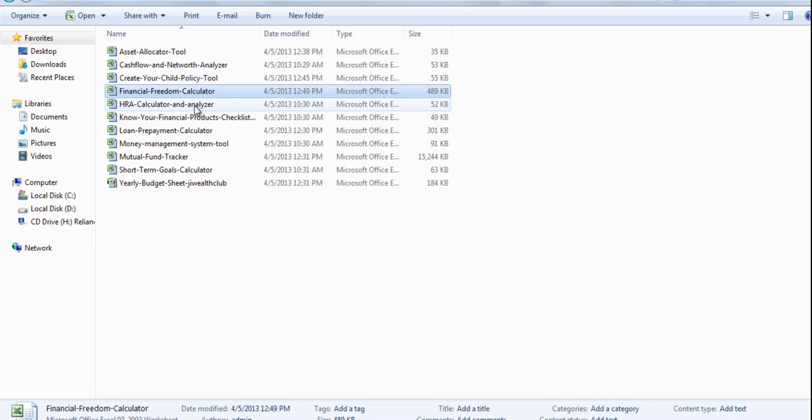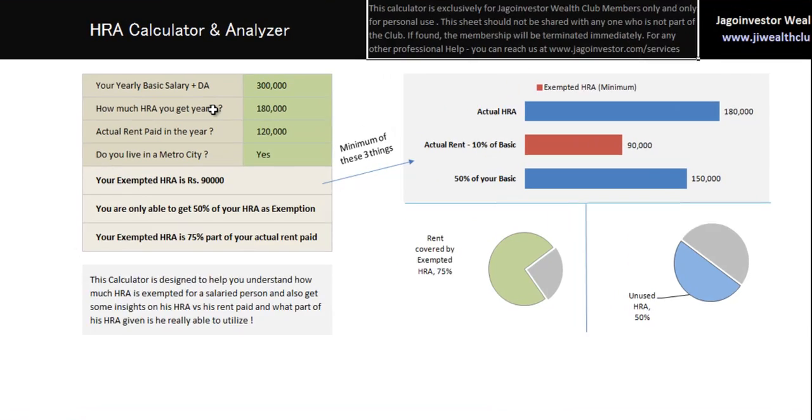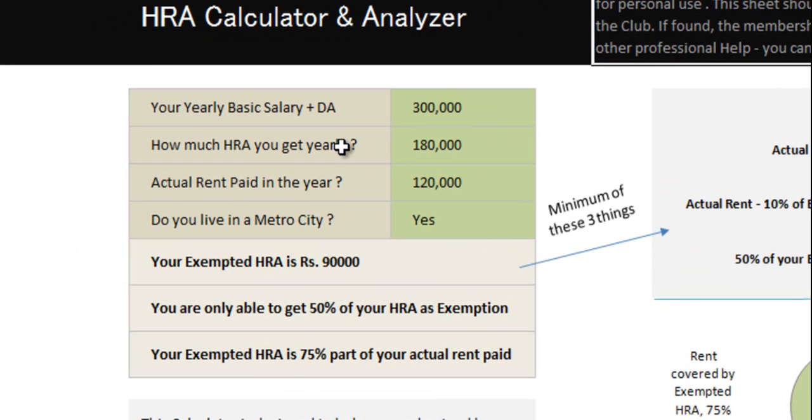And the next one is HRA calculator and analyzer. Okay, this is a pretty good one. So we all have HRA component in our salaries, right? But we do not get some insights into it, that how much part of your rent is covered by HRA, etc., etc. And a lot of people don't know how to calculate their HRA, so it will help them.